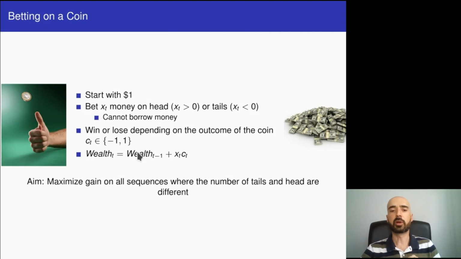And so we can write that wealth will basically be updated in this additive way, so that if the money that I bet and the coin have the same sign, I'm winning money. If they have different signs, I'm losing money. Now, there is only one rule. You cannot borrow money. And what's the aim of the game? You have to win as much money as possible.